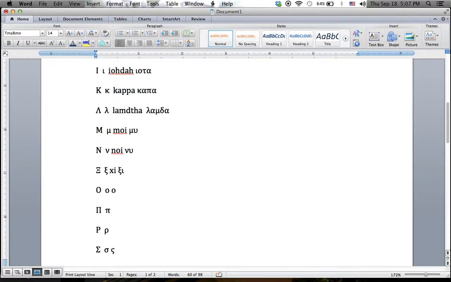And here's omicron, and it'd be the same in omicron. There we go, omicron.